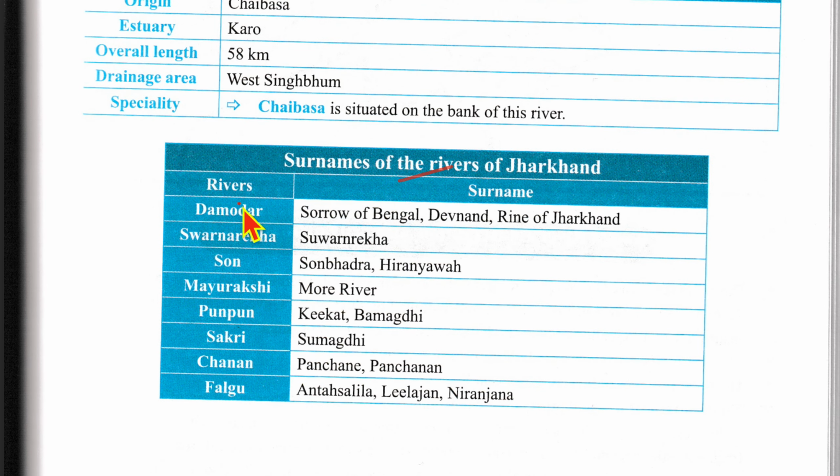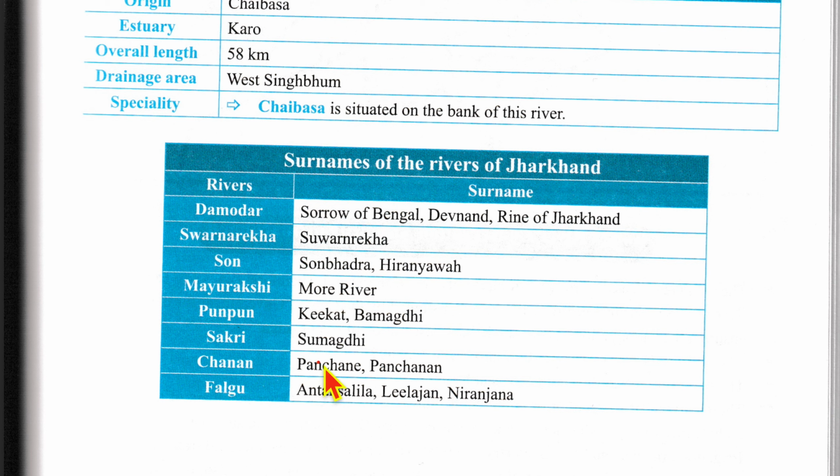Now surnames of the rivers of Jharkhand. Damodar is also known as Sorrow of Bengal, Devnath and Rhine of Jharkhand. Swarnrekha is also called Swarnrekha. Son is Sonbhadra and Hiranyava. Mayurakshi is More River. Punpun is Kikat and Pamagdi. Sakri is Sumagdi.